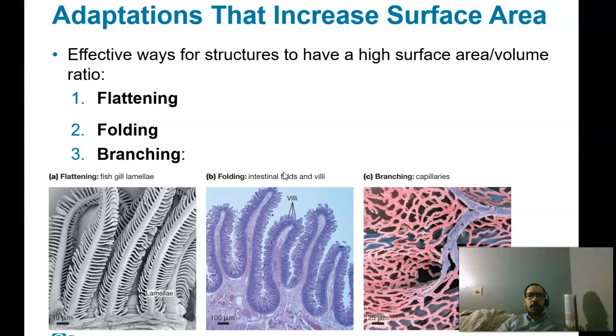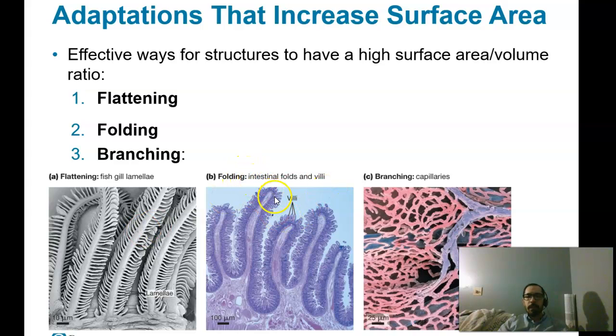And then there are some adaptations that increase the surface area. These are ways for structures to have a high surface area to volume ratio, and you can see them in different places. In fish, you can see flattening of the gills. This is the gill lamellae. This increases the surface area to volume ratio for fish, which allows for the absorption of oxygen.